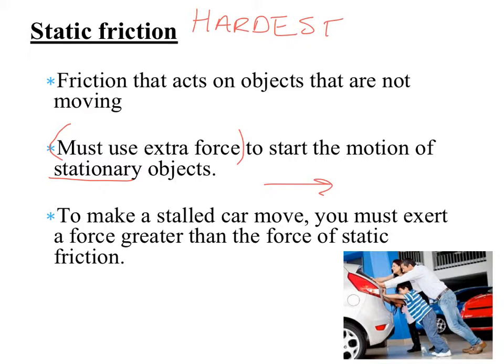Once it's moving, it's a lot easier, but that static friction is when an object is not moving. Take, for example, a stalled car. If a car is not moving, even if you have it in neutral, you've got to give it quite a push before it starts to move. Why is that? You have to give it a force greater than the force of the static friction. So remember that. Static friction is when you're pushing on anything that isn't moving.